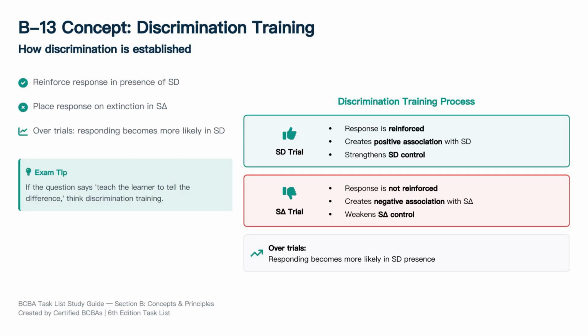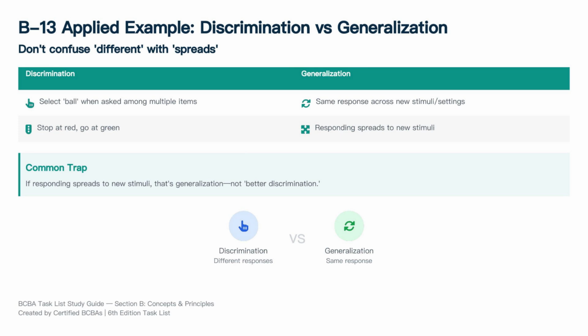Think of discrimination training as make the right cue worth responding to. You reinforce responding in SD, and you put responding on extinction in S delta, and over repeated trials behavior becomes more likely under SD. When the question says, teach the learner to tell the difference, translate that immediately to this SD versus S delta training structure. This is a classic trap area.